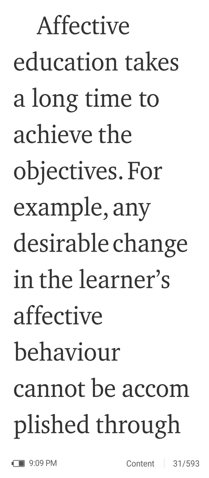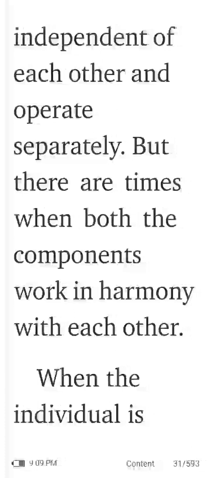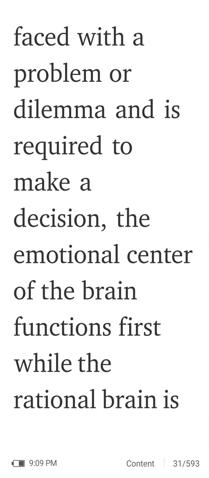Then affective education takes a long time to achieve the objectives. For example, any desirable change in the learner's affective behavior cannot be accomplished through a singular learning situation. As per findings, an individual's emotional and rational components of the brain are somewhat independent of each other and operate separately. But there are times when both components work in harmony, when the individual is faced with a problem or a dilemma and is required to make a decision.